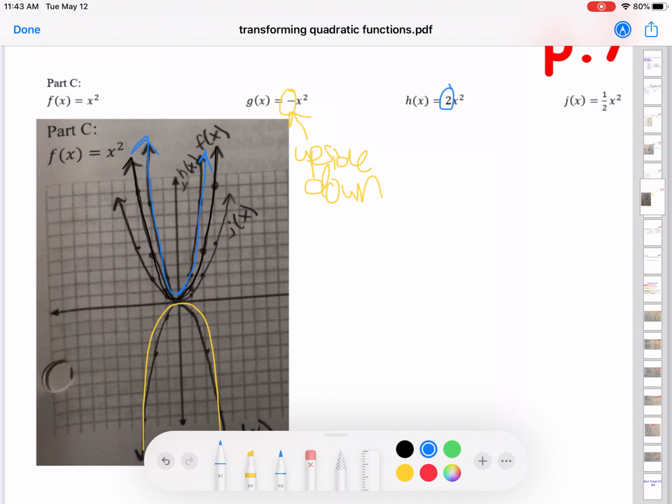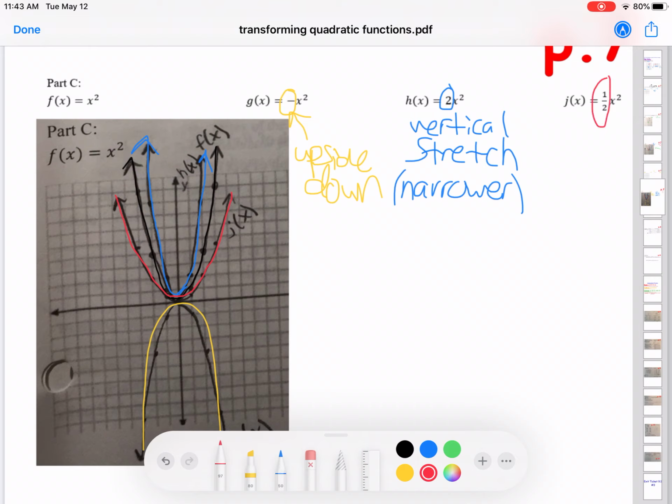So what happens here when we put an a value of 2 out front is that our graph has been vertically stretched. So picture like I put my fingers on the end of the graph and I stretched it out. Another way of thinking about this is that the graph is narrower. It's also steeper. It rises a lot more quickly. And finally, looking at our j of x function, j of x, again, is another upwards facing parabola, but this one looks a little bit different. This one looks like it's been more smushed or spread out.